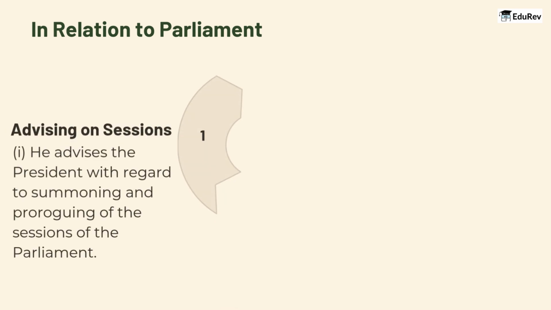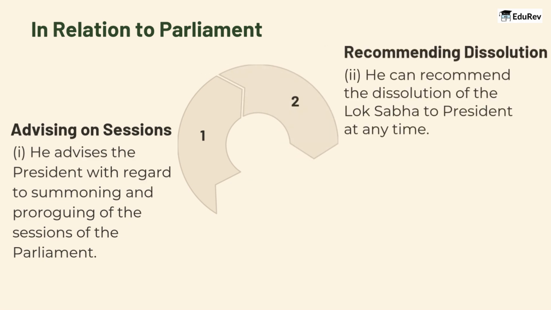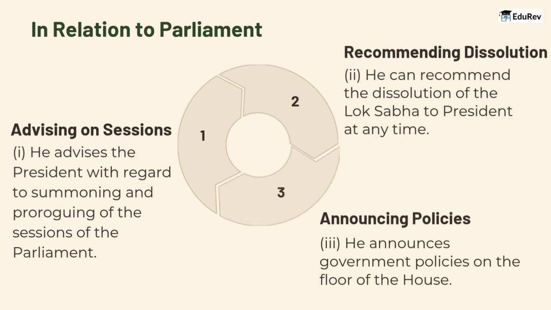Now, let's look at the Prime Minister's role with Parliament. 1. He advises the President with regard to summoning and proroguing of the sessions of the Parliament. 2. He can recommend the dissolution of the Lok Sabha to the President at any time. 3. He announces government policies on the floor of the House.